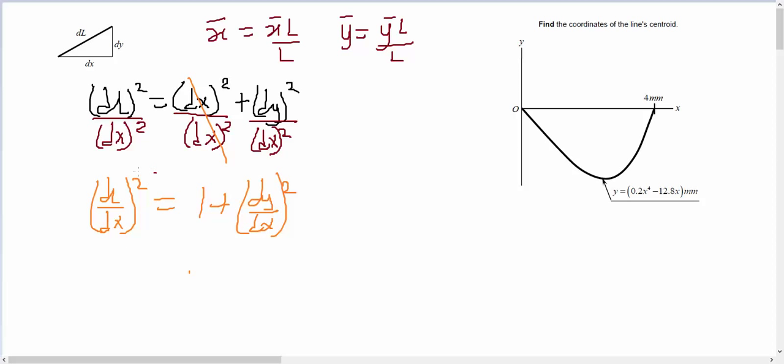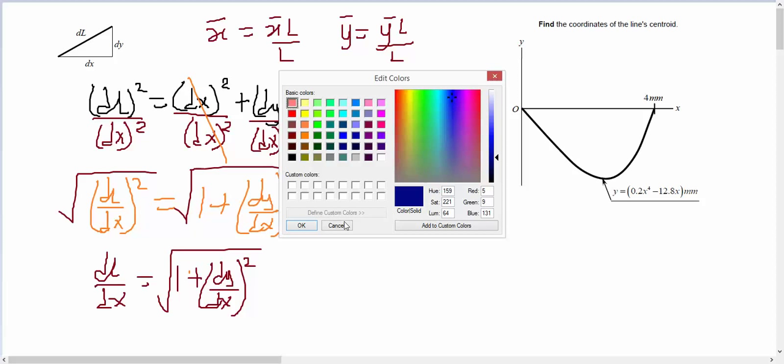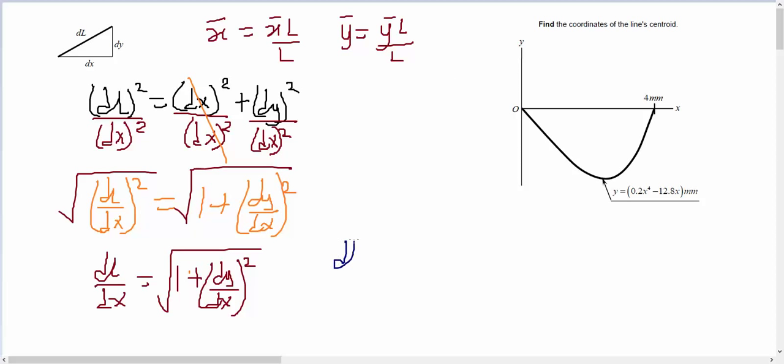Applying the square root function to both sides, dL over dx equals the square root of 1 plus dy over dx squared. So now multiplying both sides by dx, we simply get dL equals the square root of 1 plus dy over dx squared, times dx. So now in order to find L, we find the integral of both sides.